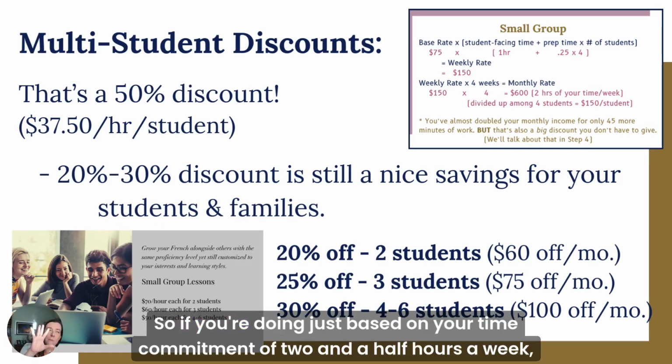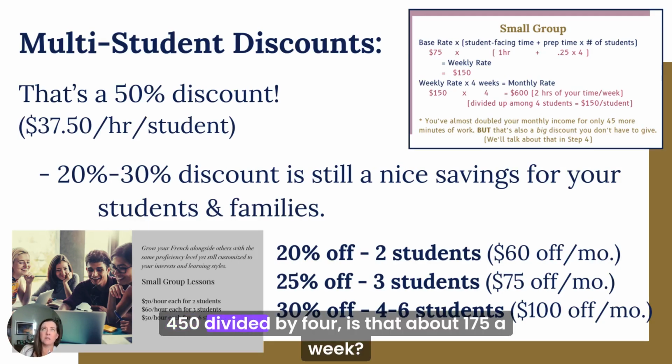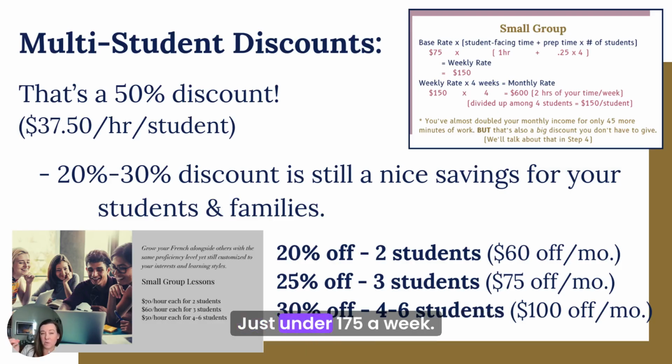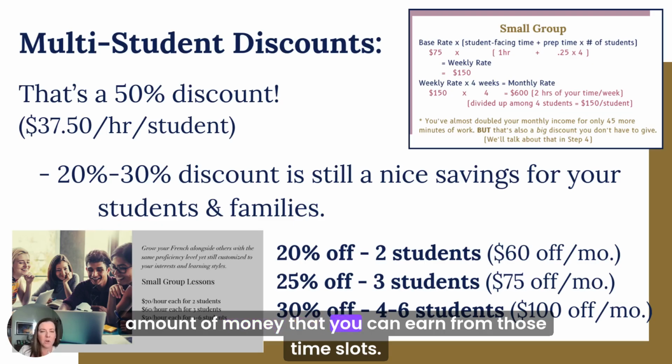So if you're doing just based on your time commitment of 2.5 hours a week, then that would make 450 divided by 4. What's that, about 175 a week? Just under 175 a week. You can make even more money just by offering less of a discount and end up maximizing the amount of money that you can earn from those time slots.